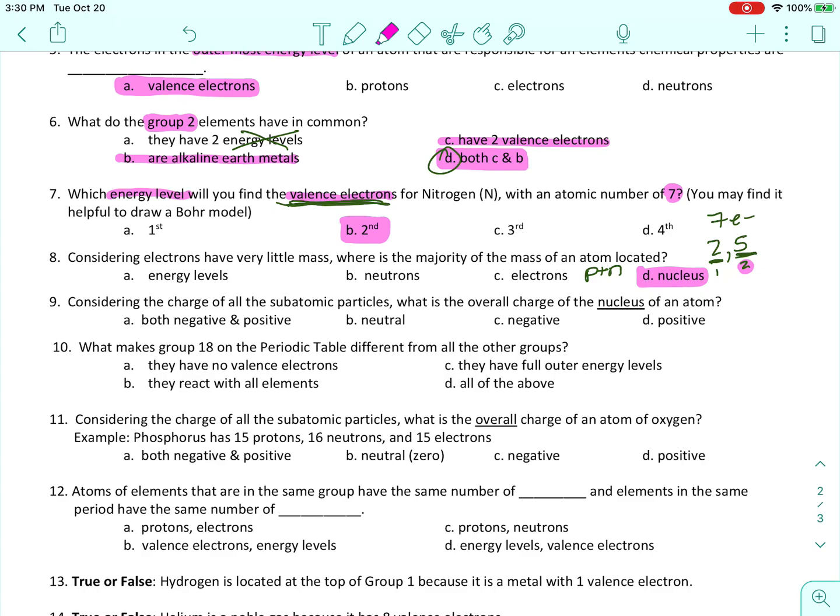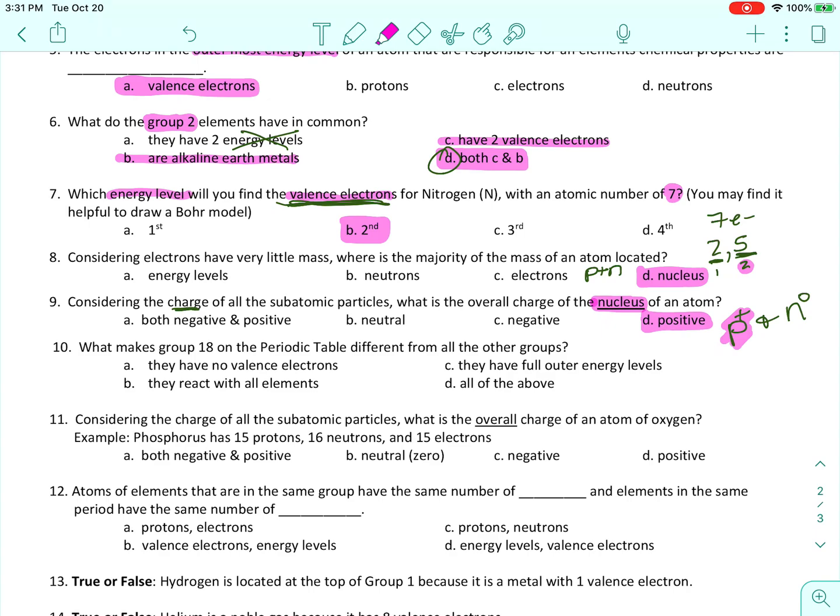Considering the charge of all the subatomic particles, what is the overall charge of the nucleus of an atom? So we're only looking at the nucleus. So like on the last question, we said the protons and the neutrons are in the nucleus. Well, we want to figure out the charge. The charge of a proton is positive, and the charge of a neutron is neutral or 0. Now, the only particle in the nucleus that has a charge are the protons, and they're positive. So that means that the nucleus must also be positive.